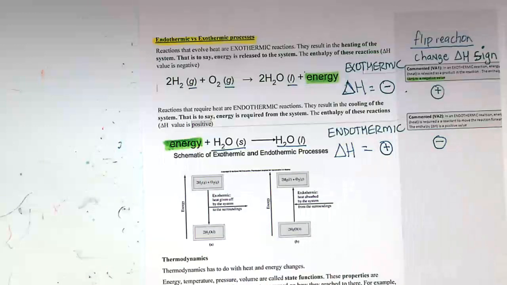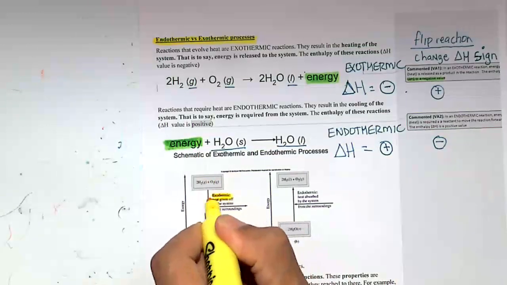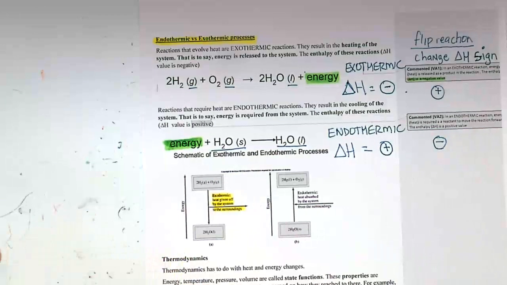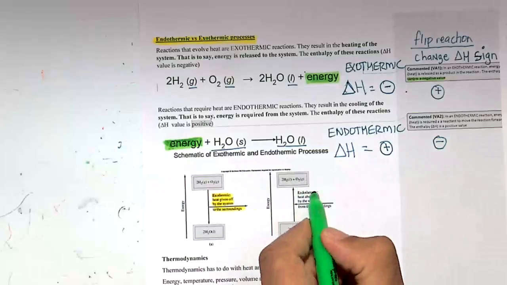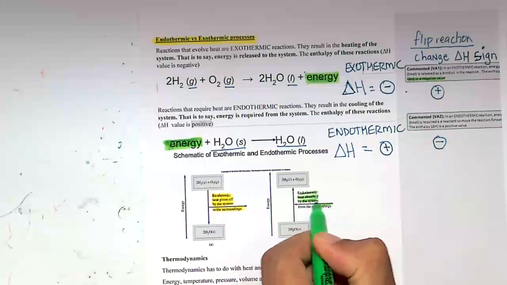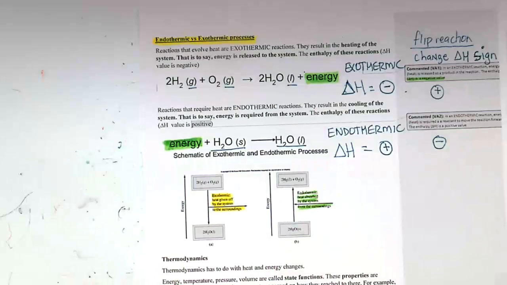So here you can see the difference between an exothermic and an endothermic reaction. In an exothermic reaction, energy is going out, and in an endothermic reaction, energy is going in.